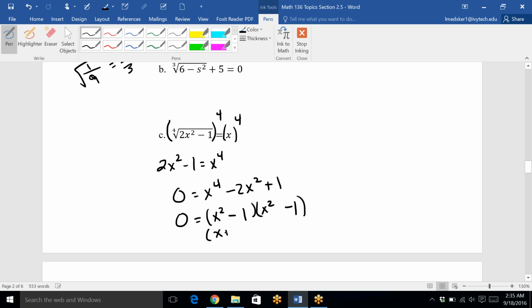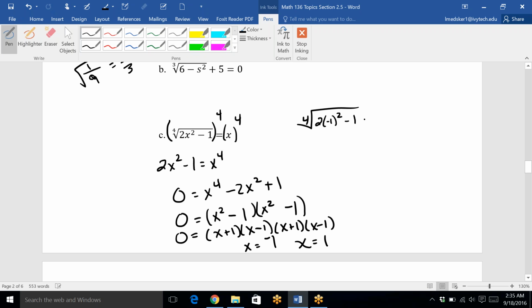And then both of those factor into x plus 1, x minus 1, x plus 1, x minus 1 being perfect squares. So essentially we get x equals -1 with a multiplicity of 2 because it appeared twice, and x equals +1 with a multiplicity of 2. But we need to check to see if these answers work. So the 4th root of 2 times -1 squared minus 1 equals -1. A 4th root cannot equal a negative answer. That just doesn't make sense, so that one doesn't work. You could work it out, but it's not going to work. Even roots do not equal negative numbers.